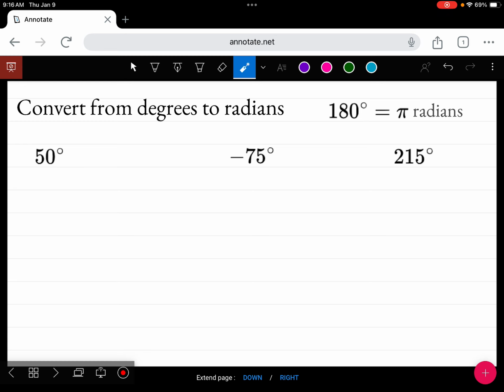So we're going to use the fact that 180 degrees is the same thing as pi. Pi radians is 180. That gives us our straight angle. That's half of the circle.